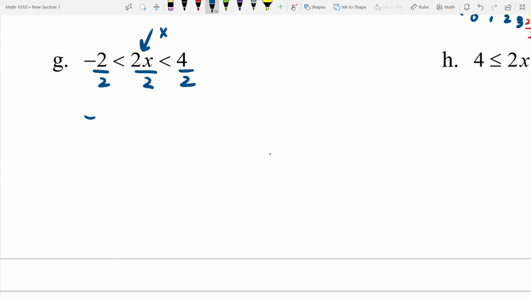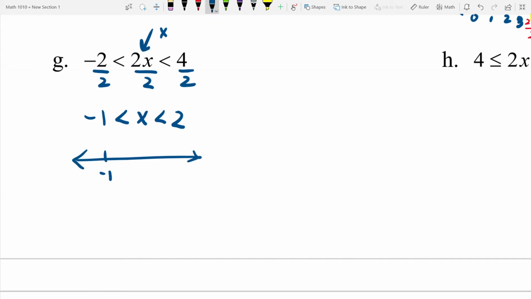So now I have negative 1. Do I have to reverse the inequalities? Yes or no? When would I reverse those? If I was dividing by a negative 2, which I did not do, so you do not reverse them, and it looks like this. Okay, let's graph it.